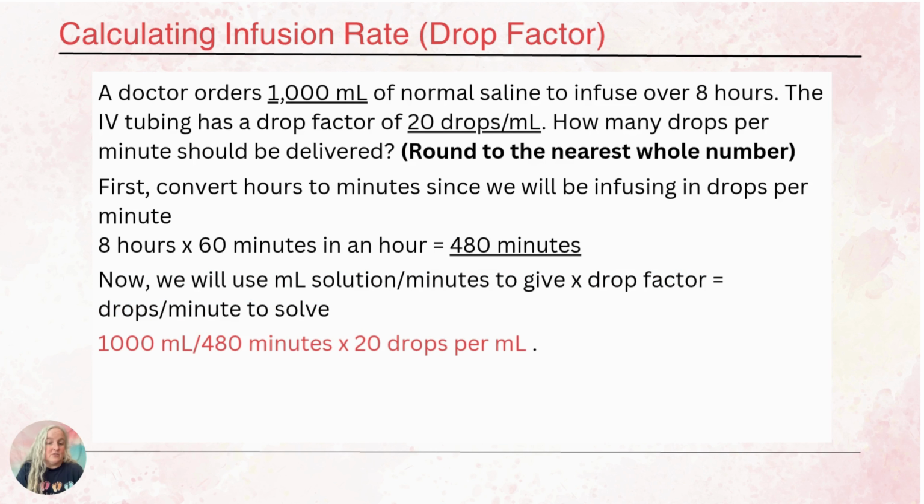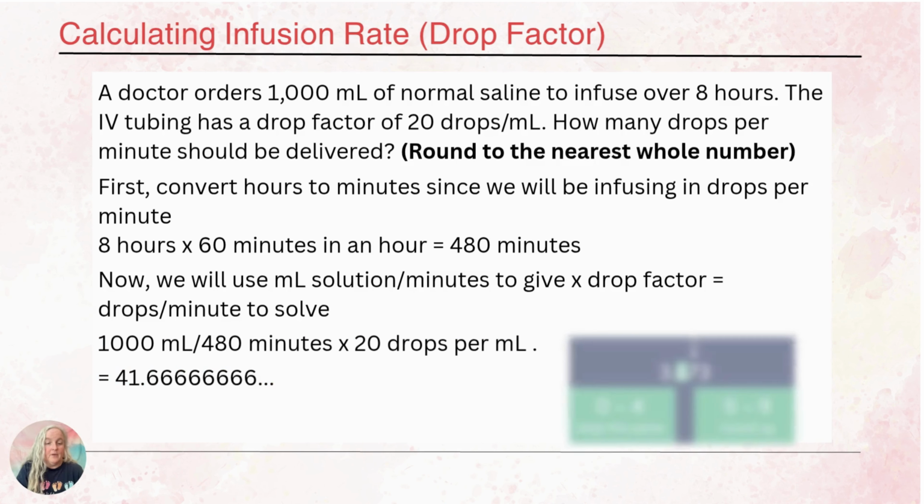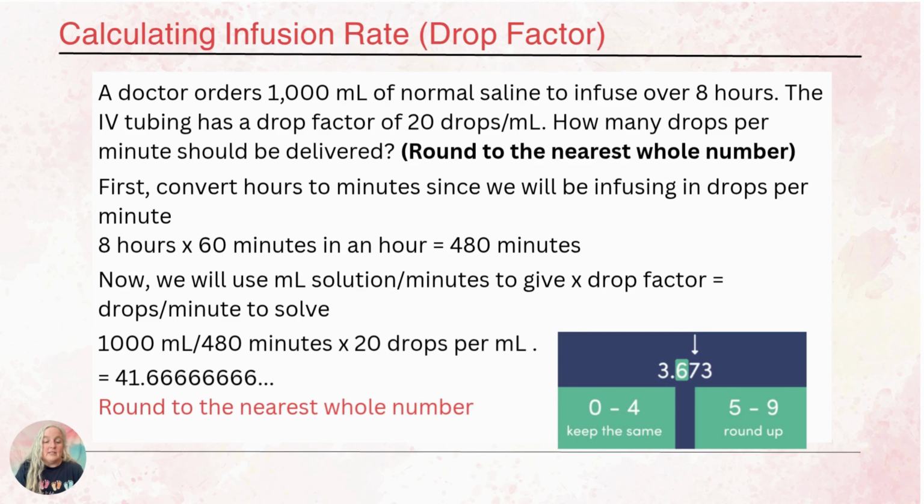1,000 milliliters divided by 480 minutes times 20 drops per milliliter. And our answer is 41.66666. Now remember that it wants us to round to the nearest whole number.